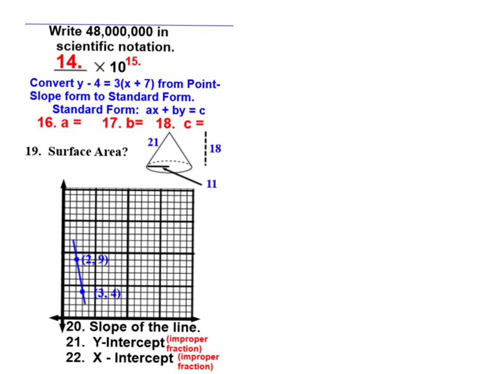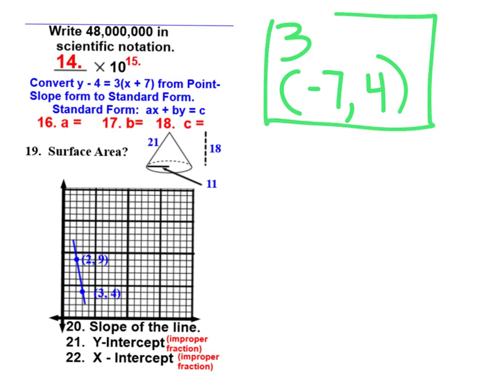Next problem says convert y minus 4 equals 3 times the quantity x plus 7 from point slope form to standard form. So this is a linear equation right now that has a slope of 3 and is hitting the point -7, +4. And we want to change that. That's just a little bit of a review on point slope. You don't need to know that, but we're going to change that by doing the distributive property.